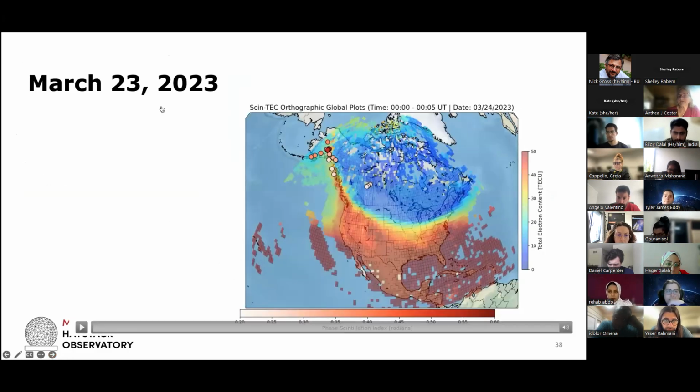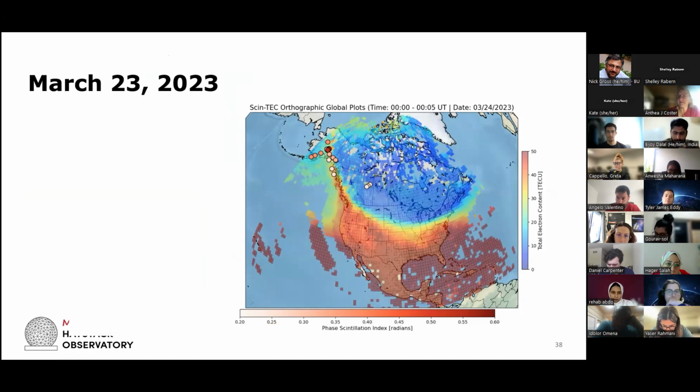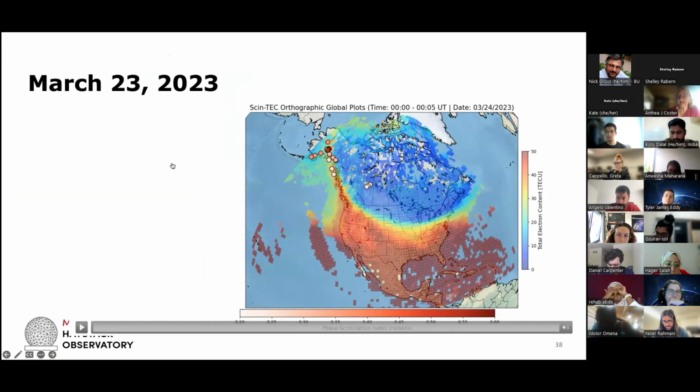This actually is from March 23rd. Remember, I said we saw aurora during this time in New England, but this is actually the TEC, the total electron content. It goes from 0 to 50. So you can see all down here, it's at least 50 or higher. And all of these dots here, this is phase scintillation.